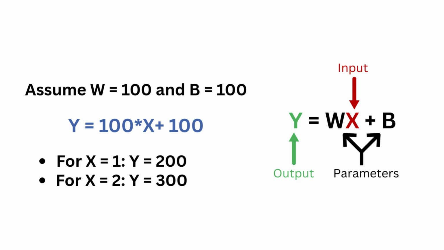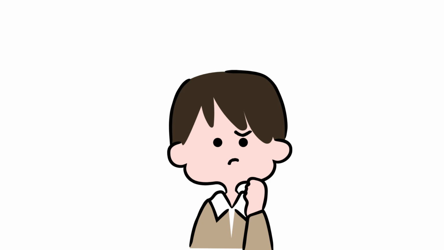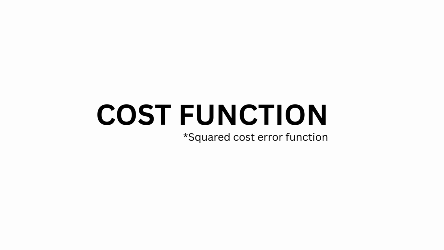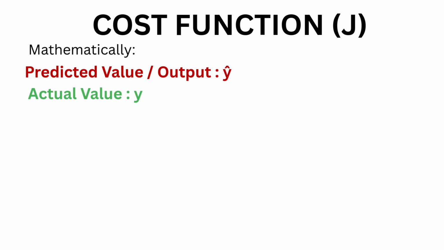Now the big question is, how do we know if a line is actually good? If I randomly choose the values for w and b, the line might be completely off, nowhere near our data points. So we need a way to measure how wrong our model is. That's where the cost function comes in. To be precise, a squared error cost function, usually represented by J. Think of the cost function as a penalty score. At every data point, we take the predicted value represented by y hat, subtract the actual value y, square the difference so the error is always positive, add everything up and take the average.